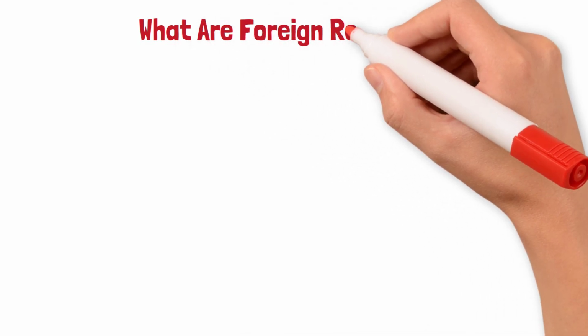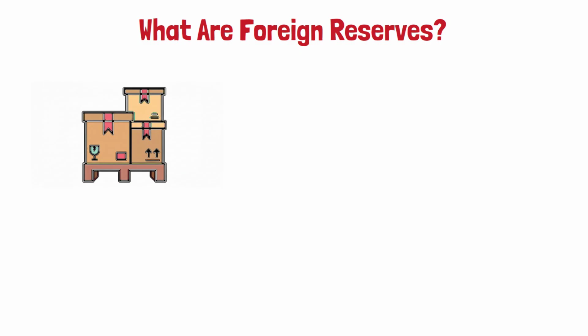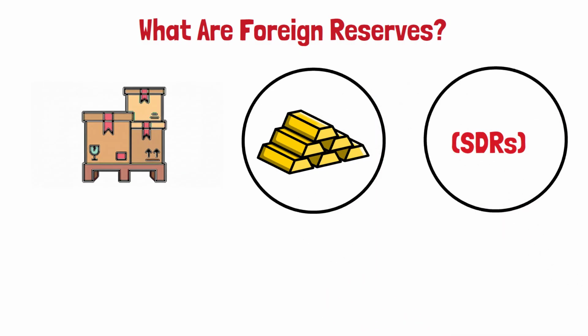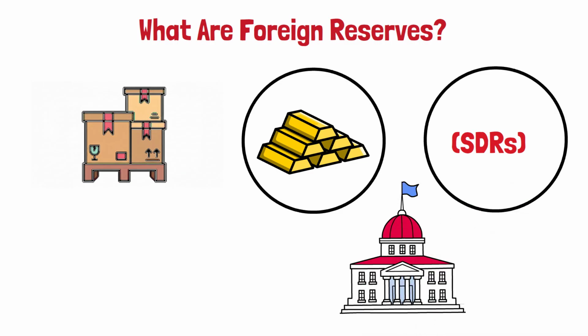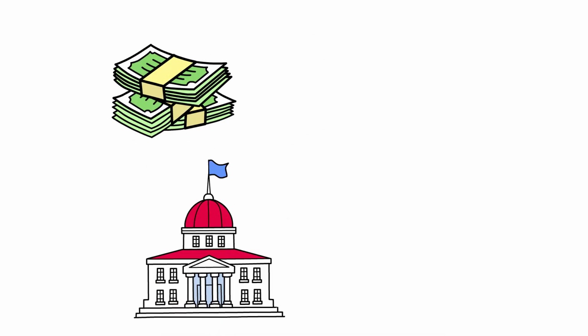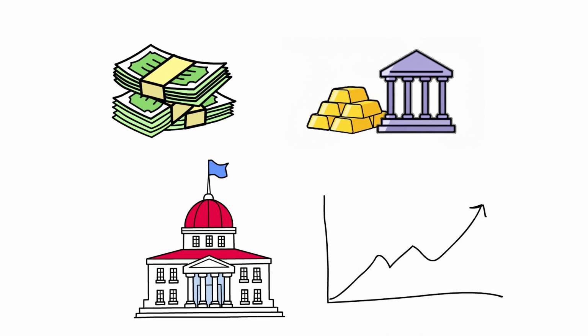What are foreign reserves? Foreign reserves are the stockpile of foreign currencies, gold, and special drawing rights, SDRs, held by a country's central bank. They act as a financial safety net. Example, if a country's currency is losing value, the central bank can use foreign reserves to buy its own currency in the forex market, supporting stability.